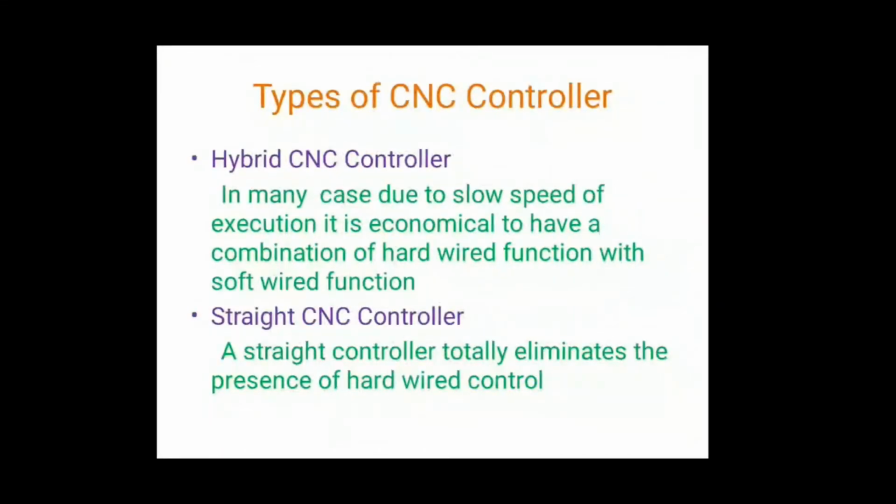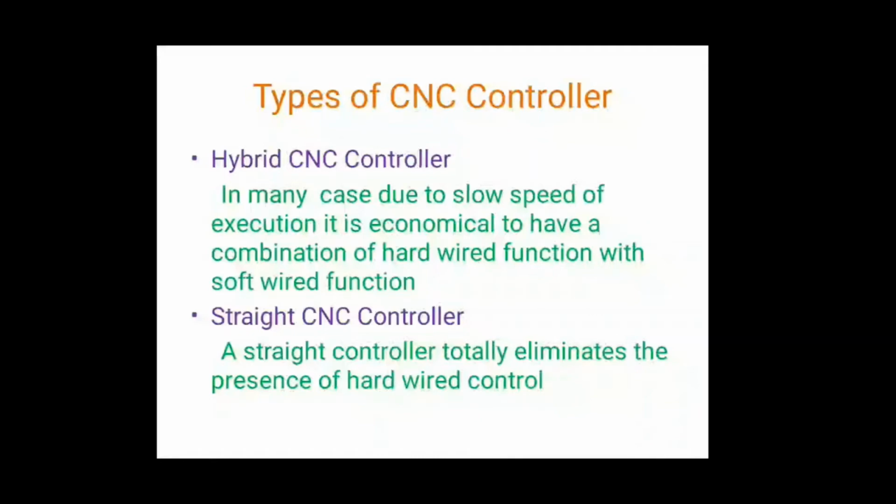Next, there are two types of CNC controller. First is a hybrid and second is a straight CNC controller. In the first, the hybrid CNC controller, most of the control functions are softwired through a software program. However, in many cases, due to limited available memory and slow speed of execution, it may be more efficient and economical to have a combination of hardwired function with the software. So this is the first type.